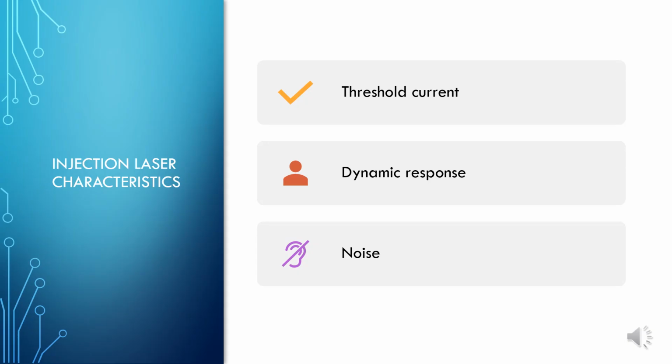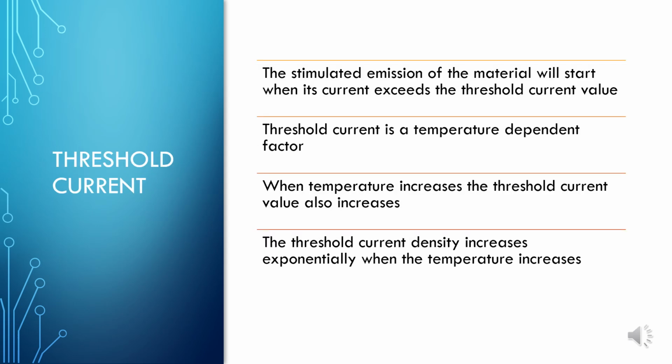There are three main injection laser characteristics: 1. Threshold current. 2. Dynamic response. 3. Noise.